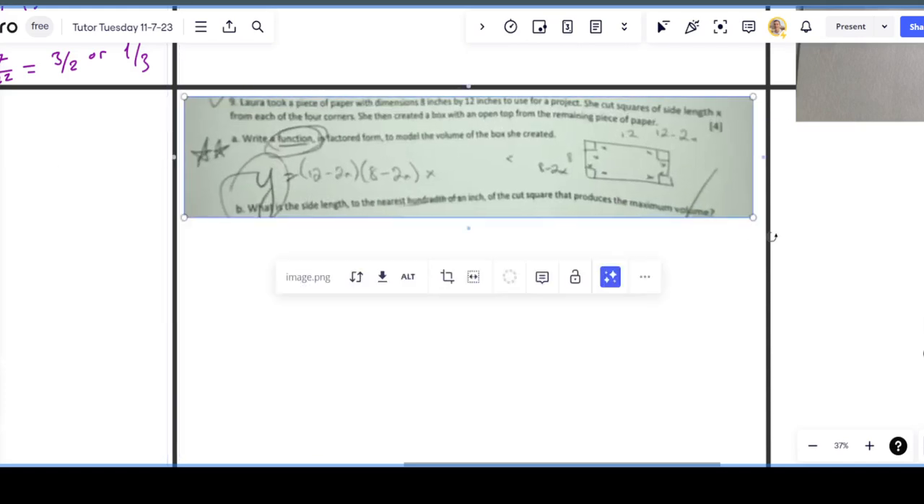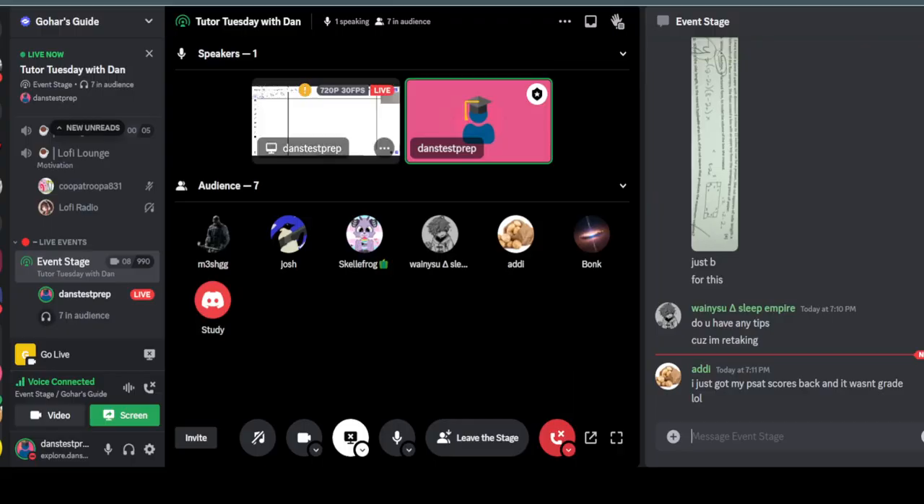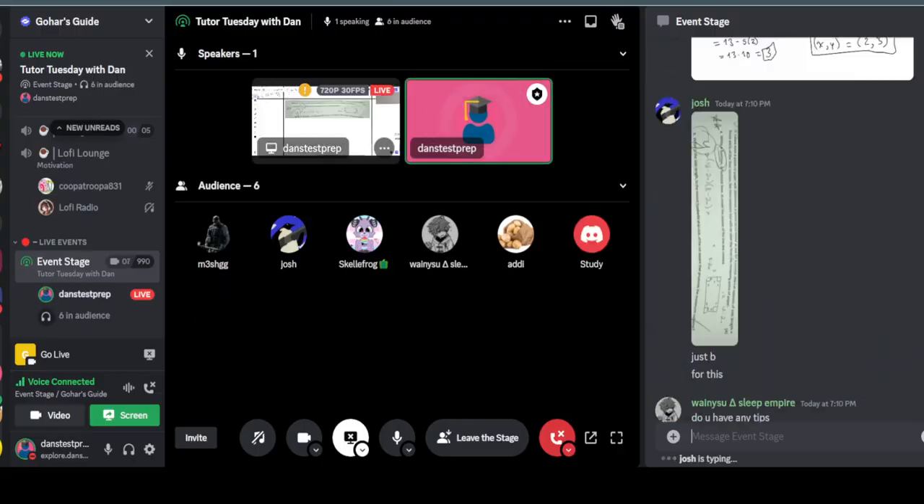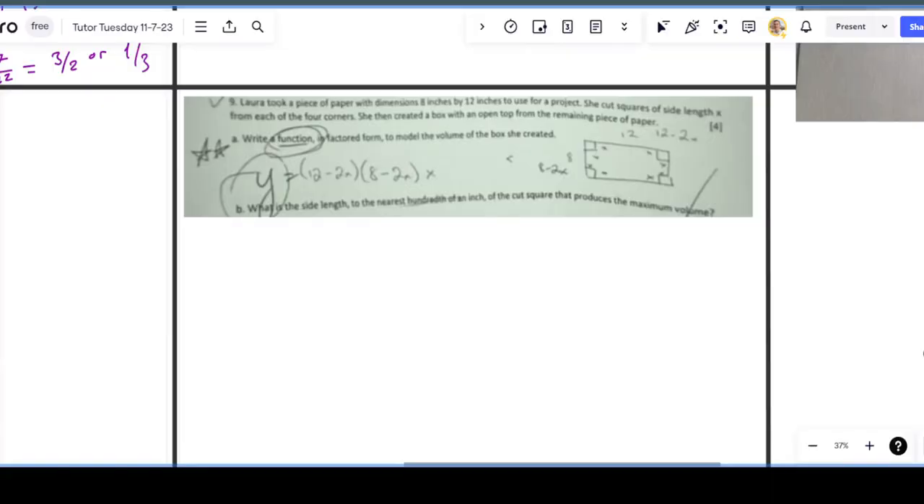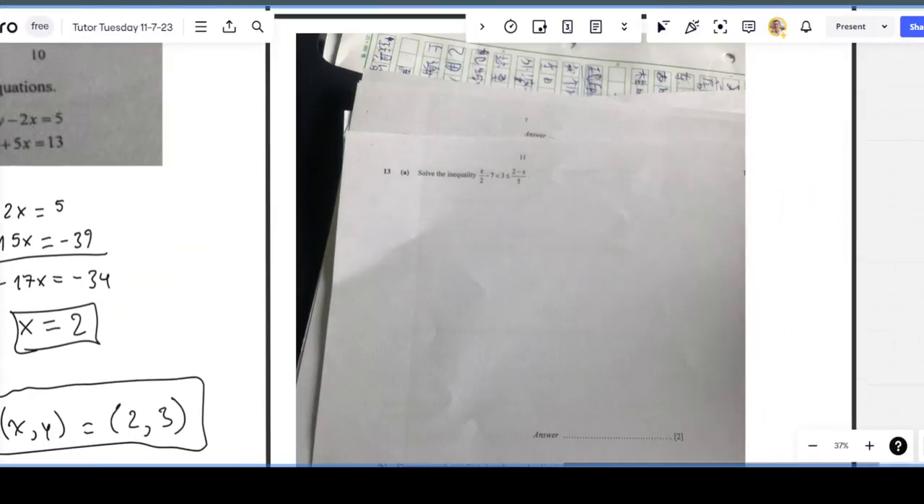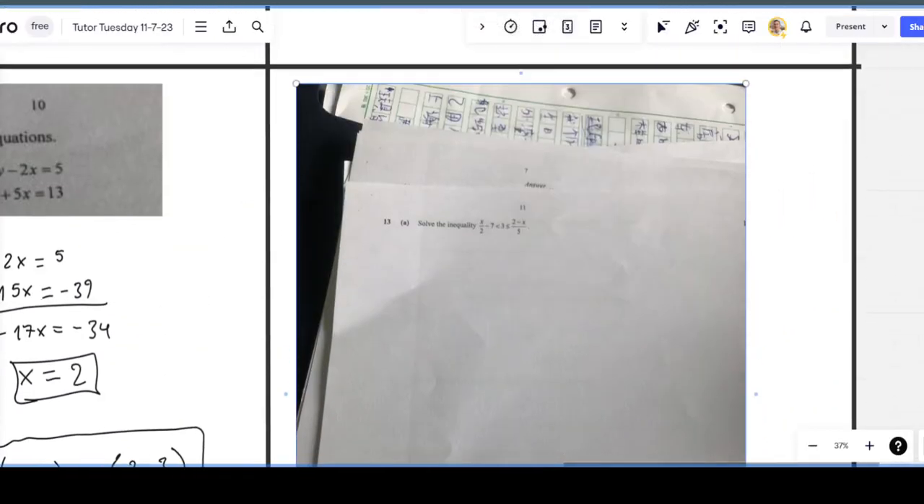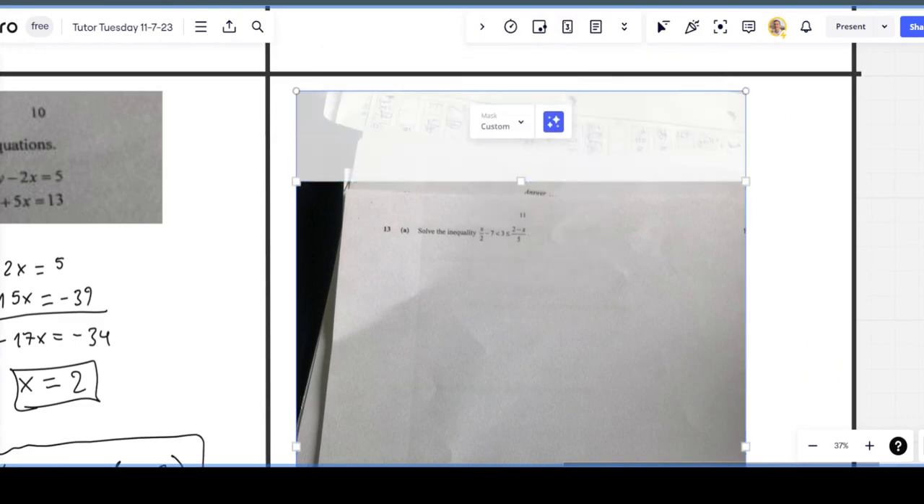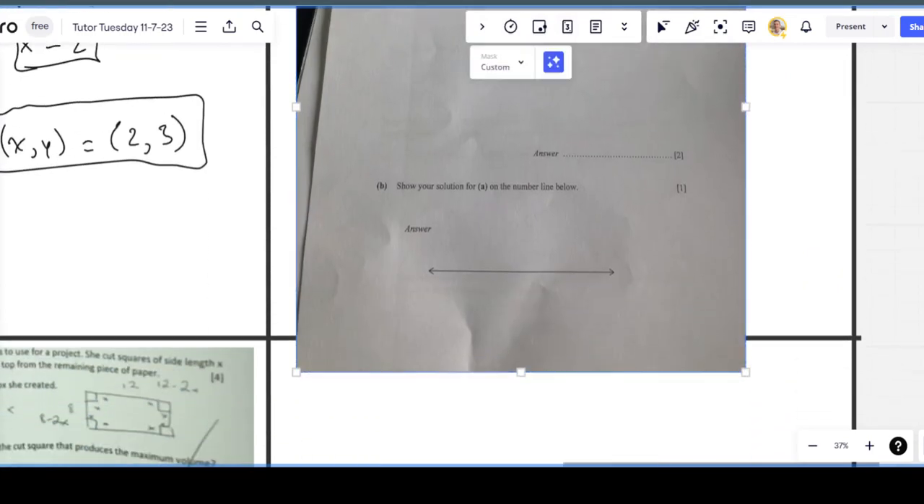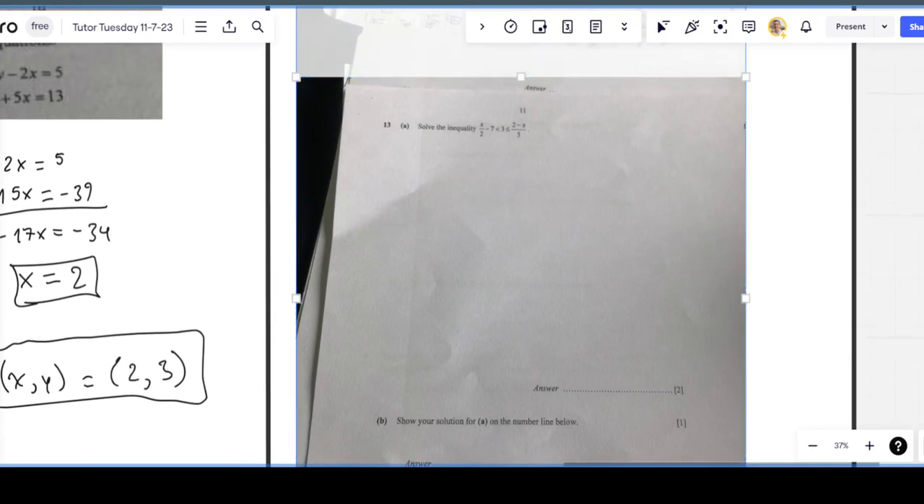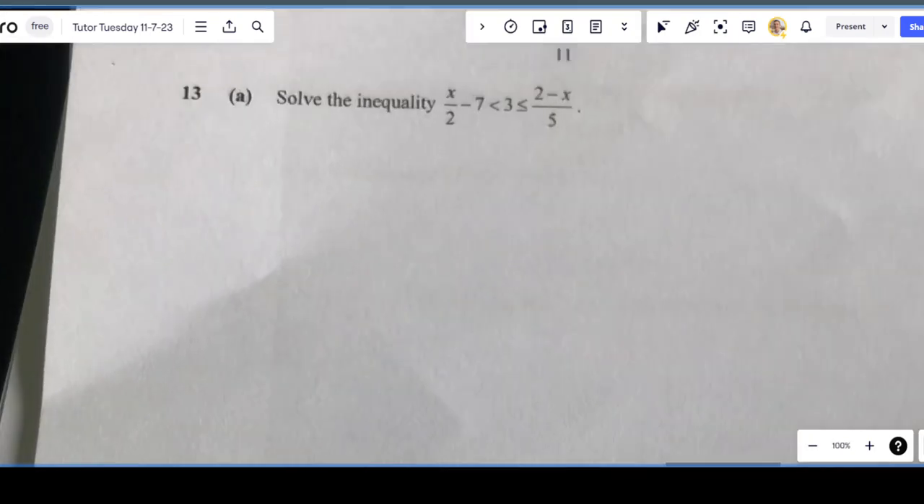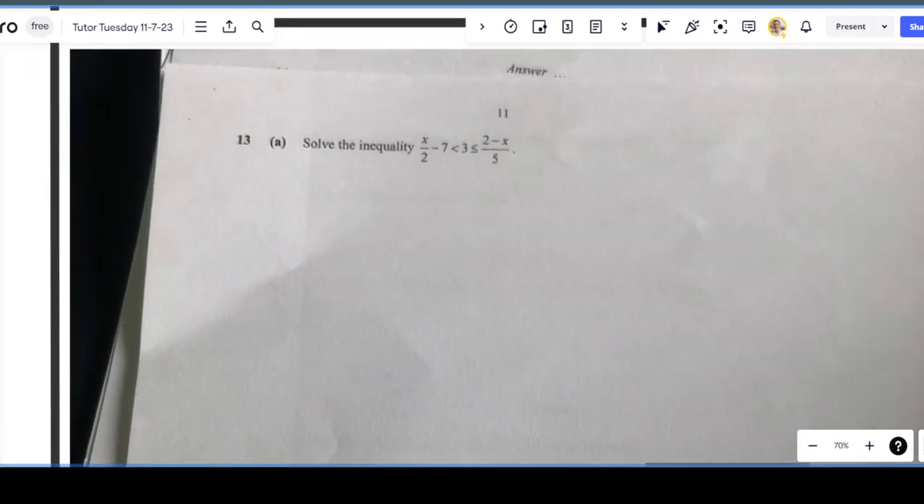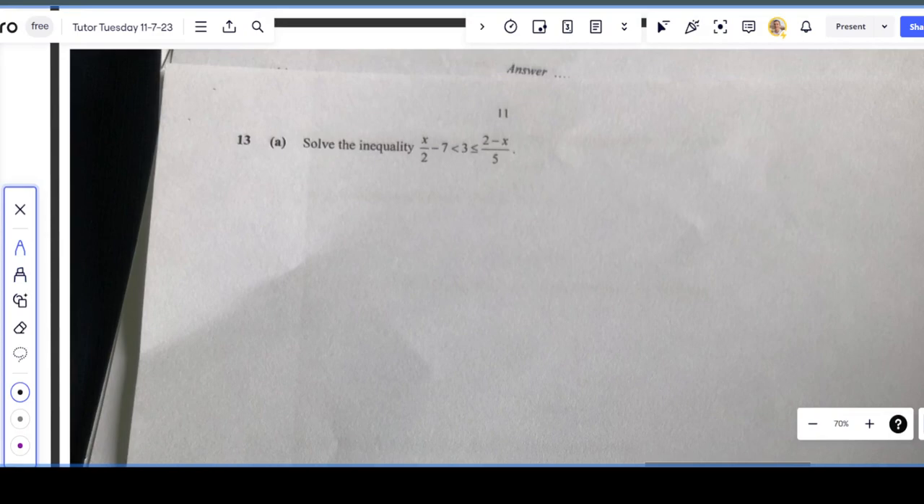Ooh, this is a rough picture, but it's okay. I think Josh, you submitted that one. We'll do that as our last question. So I have a few more questions here. The next one that I have in line for you guys is solving an inequality.